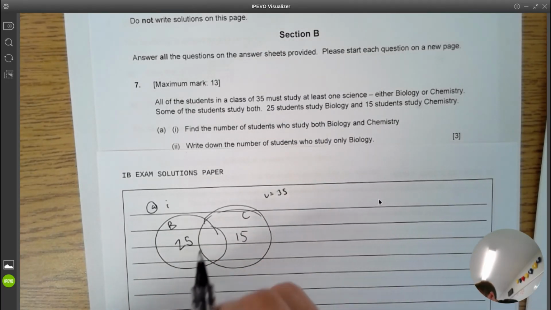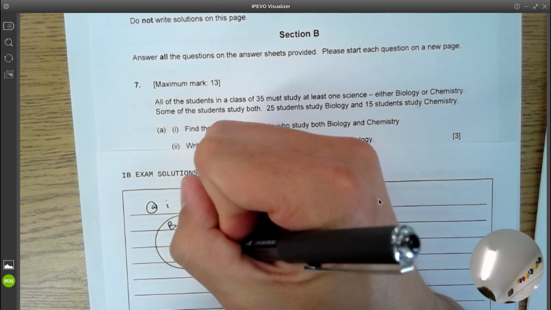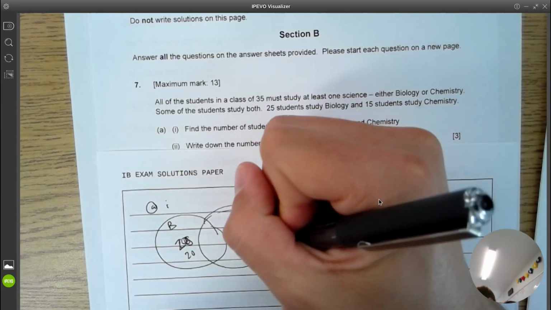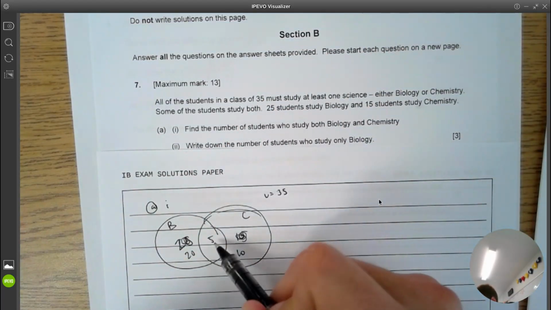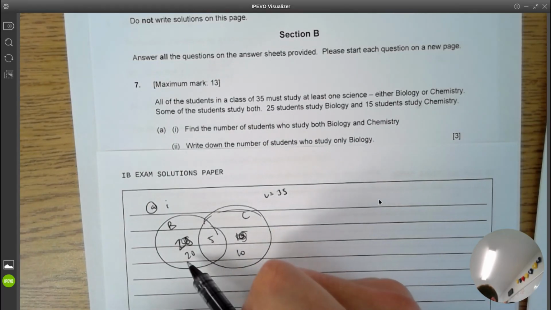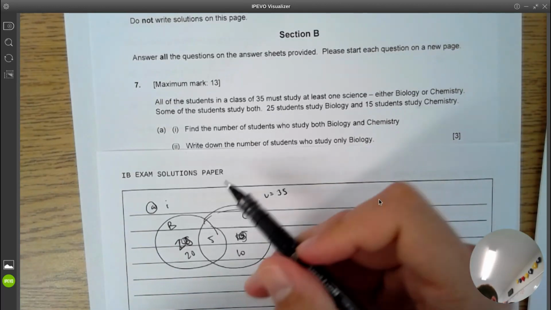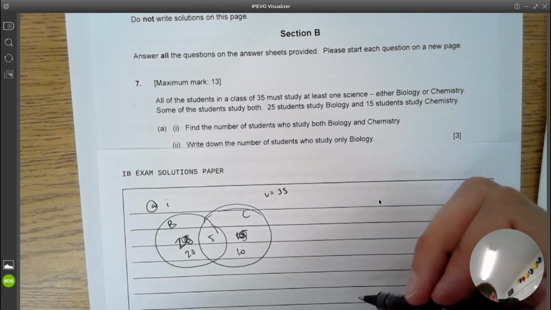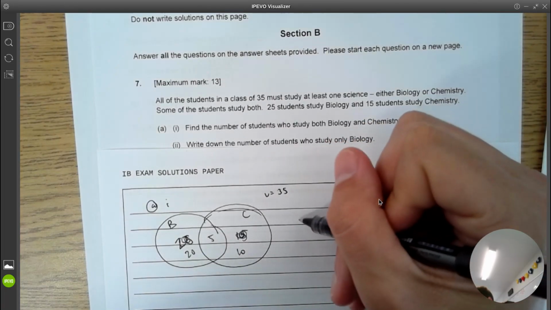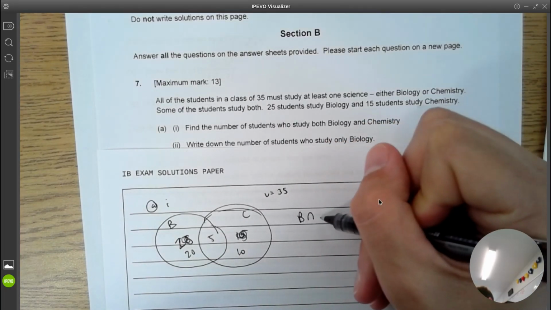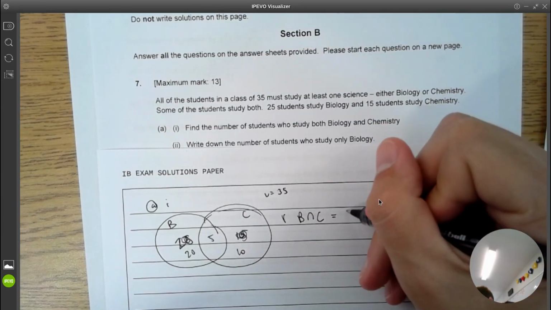So we have some students double counted. And so I think it's going to have to be more like 20, 10, and 5. This is going to put 25 kids in biology still, 20 and 5. And this is going to put 15 kids in chemistry, 5 and 10. So I think the number of students who study both biology and chemistry is equal to 5.